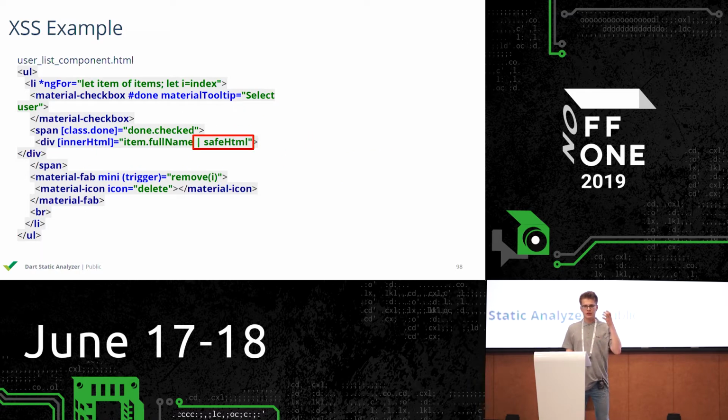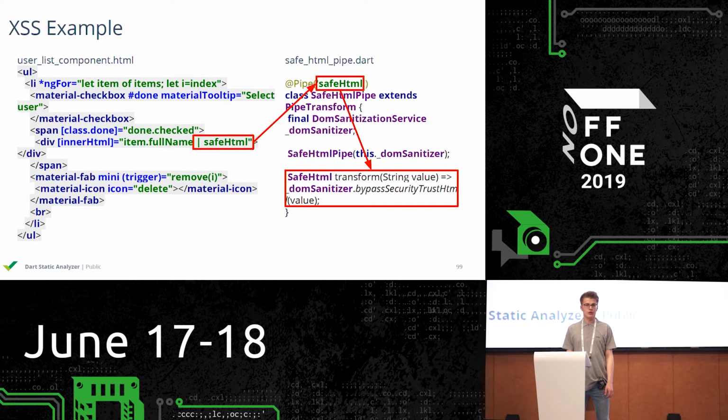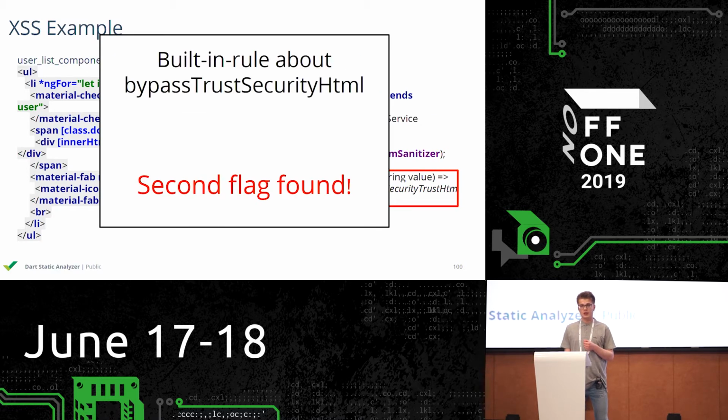Let's keep going. It says, okay, we have a certain pipe. What kind of pipe? Oh, this is the pipe in the code. And then it immediately looks at the transform method, because it can see how the flow with pipes will look. And it got a bypass security HTML, and we get the second flag. So we have already two flags assembled.